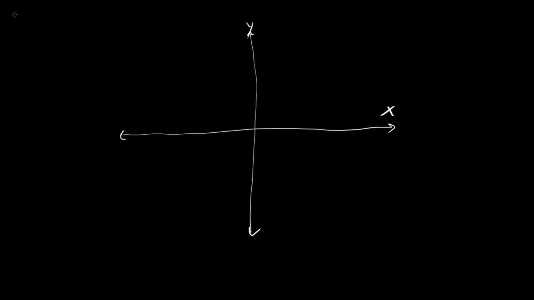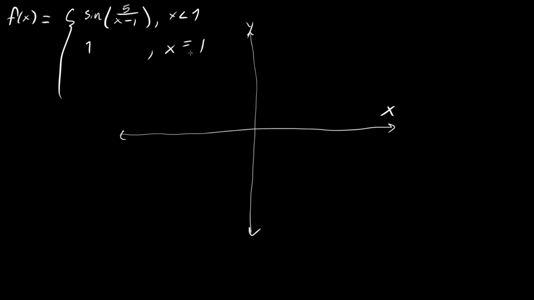Okay, so let's say I define a function f of x equal to sine of 5x minus 1 for when x is less than 1, and then f of x equal to 2 when x is equal to 1. Sorry, I'll just do 2, it doesn't matter. And then 1 over x minus 1 for when x is greater than 1. So this is the example that Wikipedia had on their page.